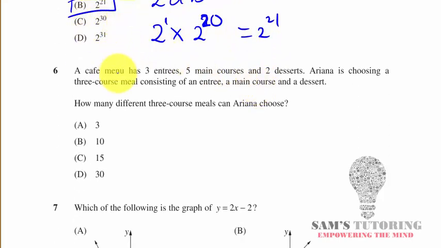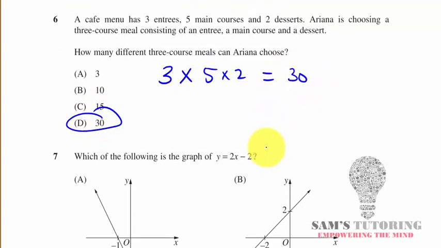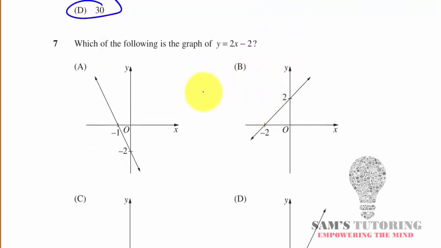A cafe menu has 3 entrees, 5 main courses, and 2 desserts. Ariana is choosing a 3-course meal consisting of an entree, a main course, and a dessert. How many different 3-course meals can Ariana choose? 3 entrees times 5 mains times 2 equals 30. Easy. Which of the following is a graph of this?